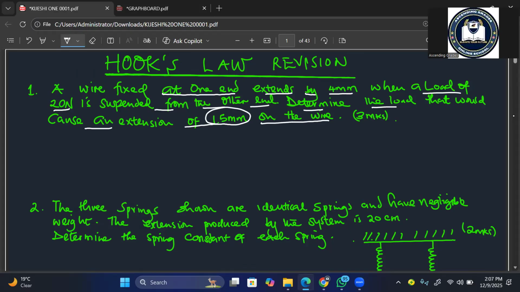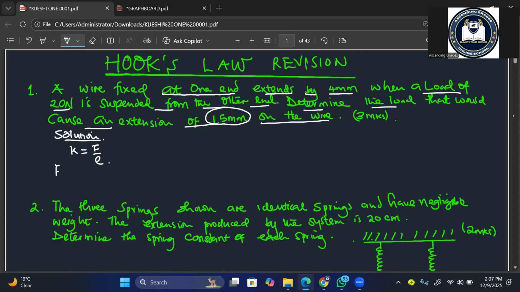Many a times, students will rush to just relate, but there is the concept that is first being tested. So the first thing that you need to take first is that you first get the spring constant of this wire. Therefore, you will say that the constant will be given by the force over the extension.